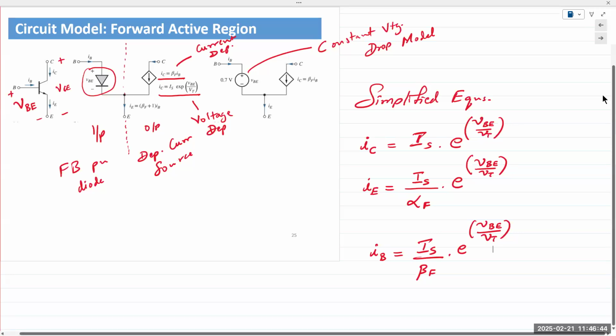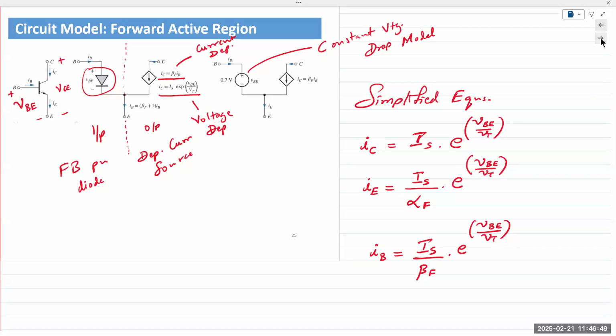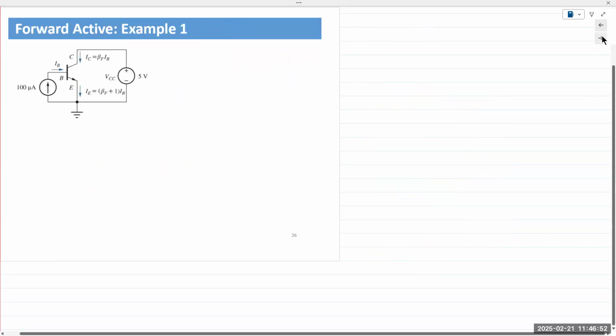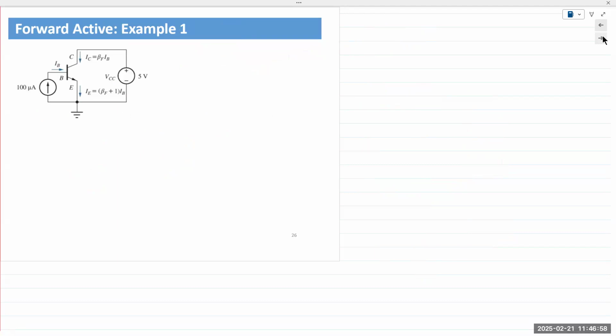So there are about 13 minutes left. I want to get through 2 examples. Let's look at example 1. It's a straightforward example, there are no resistors in the circuit. We're simply applying biasing voltages and currents. On the input side, we have a current source that is biasing the base. On the output side, we have a voltage that is biasing the collector terminal. So VCC is applied to the collector, and a current source of 100 microamps is applied to the base. No other resistors. We look at resistors in example 2.